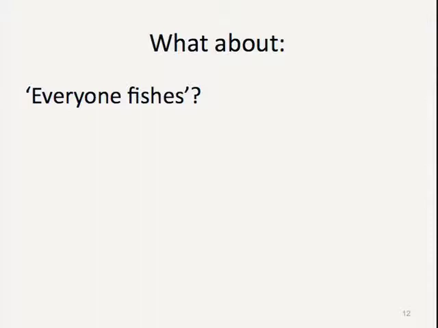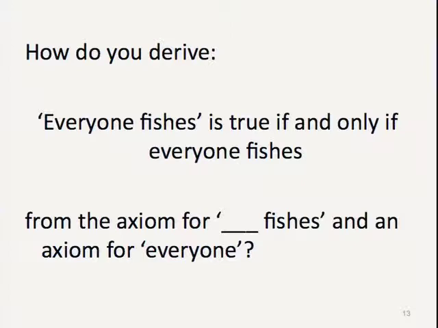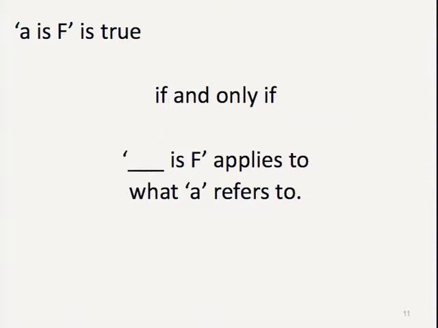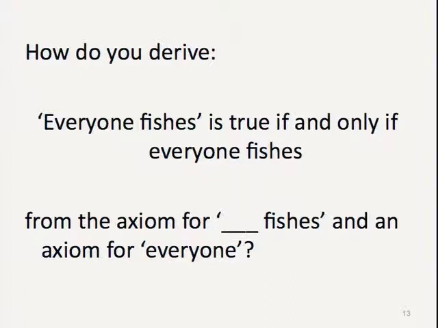This is a real question. I'm asking you, what we want to get is everyone fishes is true if and only if everyone fishes. Right? That's the right SP pairing. So we know what the axiom for fishes is. What would the axiom for everyone look like? It could be the conjunction of all the individuals. Very good. So Raleigh fishes, Raleigh and Isaac, something like that. You'd have everyone is F, if and only if Raleigh is F and Isaac is F. And so on for everybody else.